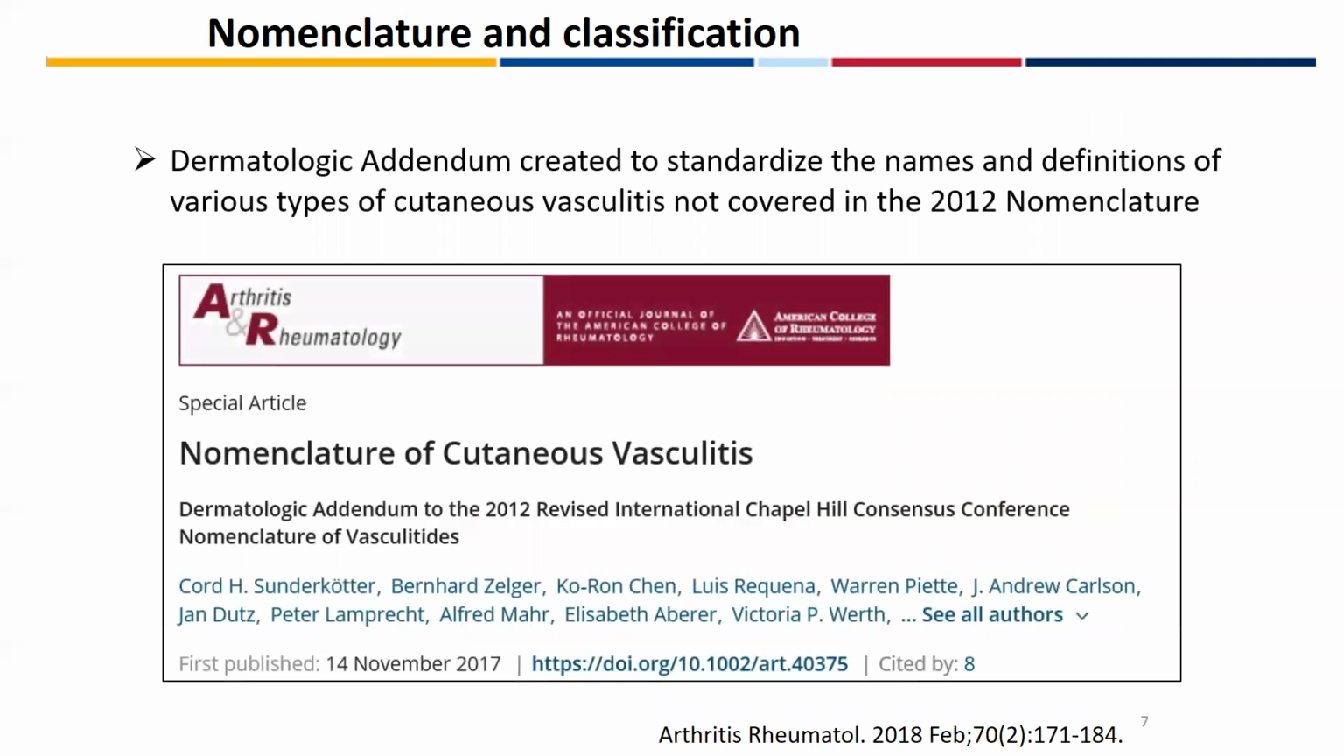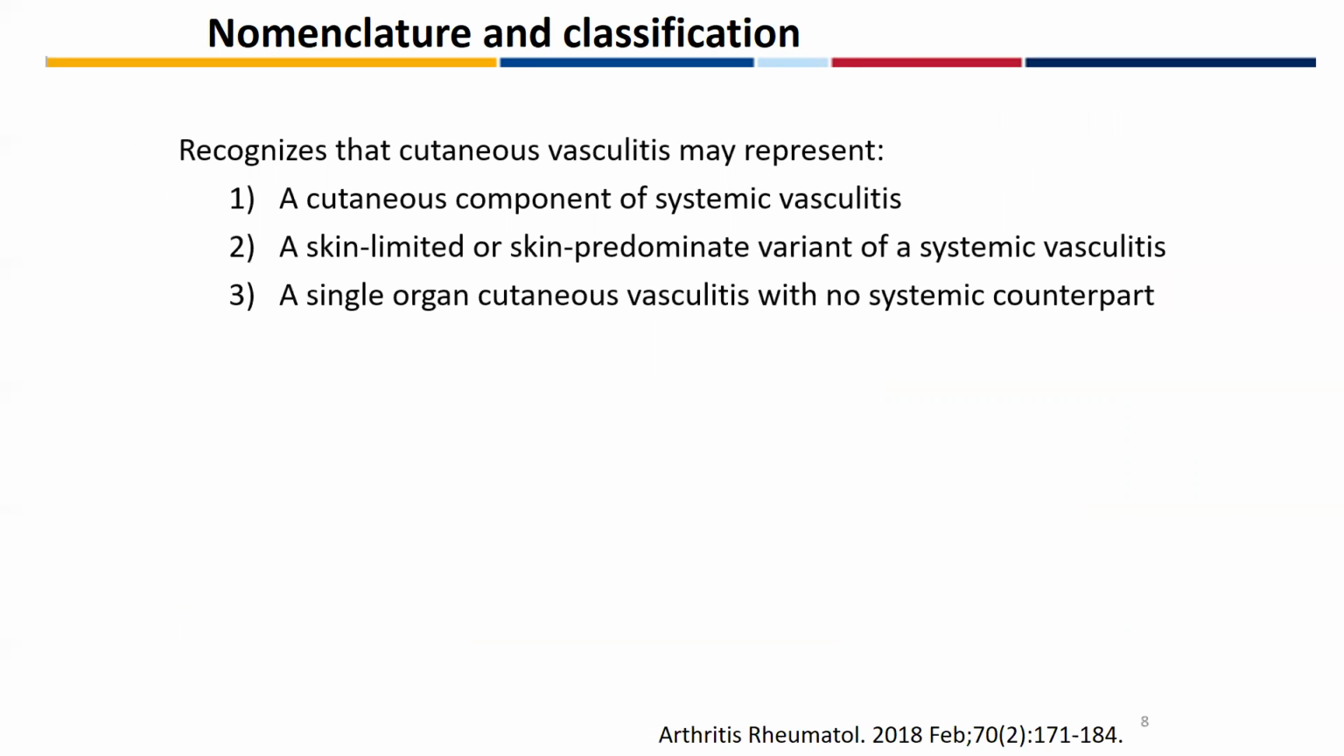And so for that reason, a dermatologic addendum to the Chapel Hill nomenclature was created to standardize the names and definitions of these various types of cutaneous vasculitis. And this manuscript importantly recognizes that cutaneous vasculitis can represent a cutaneous component of systemic vasculitis, that is, a skin finding in systemic vasculitis, or a skin-limited or skin-predominant variant of systemic vasculitis, or finally, a single organ cutaneous vasculitis that does not have a systemic counterpart.